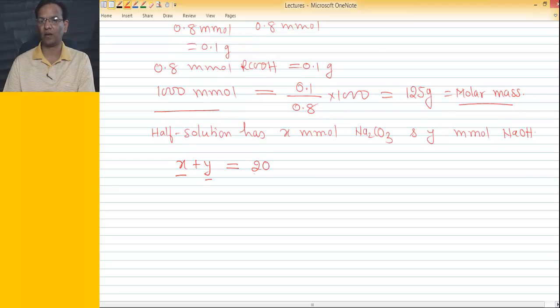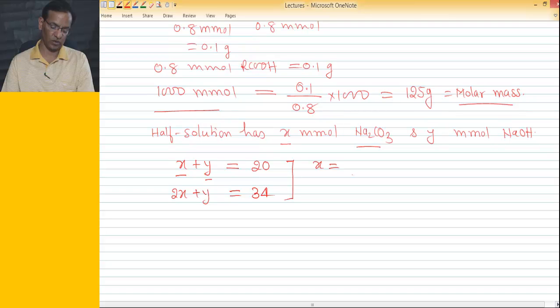When methyl orange is present, sodium carbonate will be first neutralized to sodium bicarbonate, which will be neutralized further. So for X millimole of sodium carbonate, 2X millimole of acid will be required. So 2X plus Y is equal to 34. Solving these two, X is equal to 14 and Y is equal to 6. We are interested in X. It is the millimole of sodium carbonate.